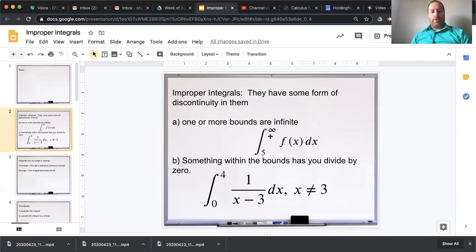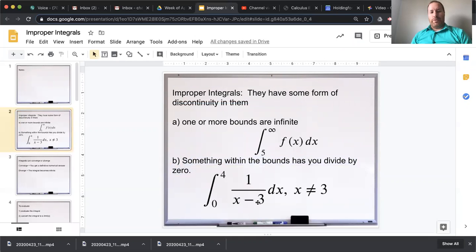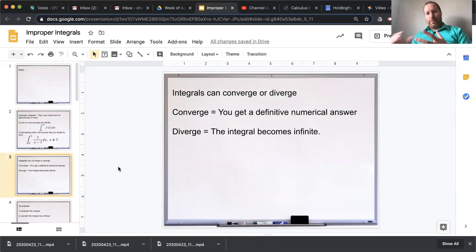One or more of the bounds are possibly infinite, right? That's one possibility. Or something within the bounds causes you to divide by 0. So in this case here, if we're trying to integrate from 0 to 4, that would be perfectly fine to try. However, 3 makes this thing 0, so there's some sort of discontinuity happening within that graph that we need to account for. So how we do that with improper integrals, they can either converge or they can diverge, right?